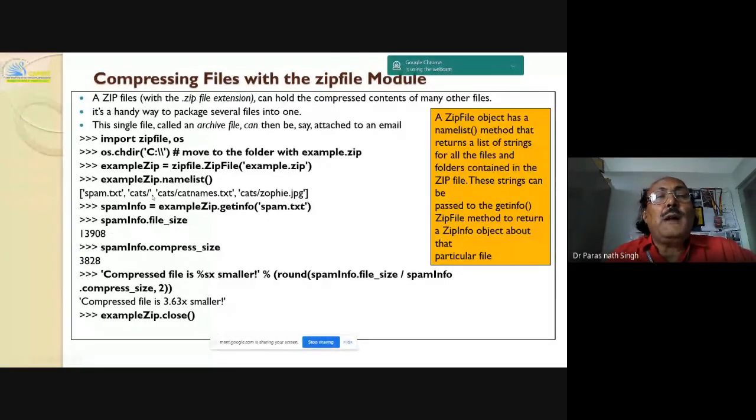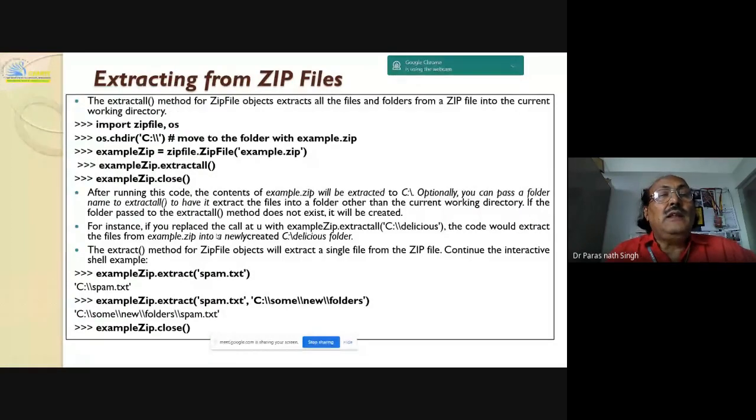So this was compressing the file with the zipfile module, where you only need to take the 3 methods: ZipFile, with Z and F in uppercase, namelist, file_size, and compress_size. Now extractall is also a built-in function for the ZipFile object; it extracts all the files and folders from a zip file into the current working directory.